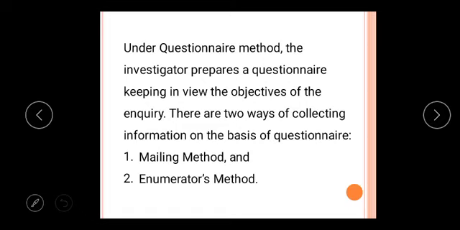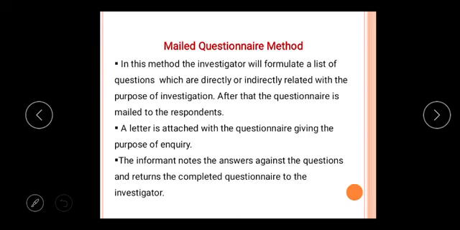Under the questionnaire method of collecting primary data, there are two important ways of collecting information. Number first is mailed questionnaire method or mailing method. Number second is enumerators method. Let us first discuss the mailed questionnaire method.